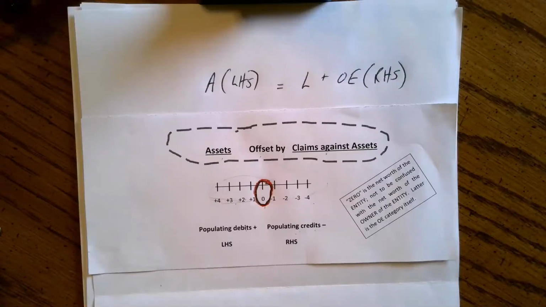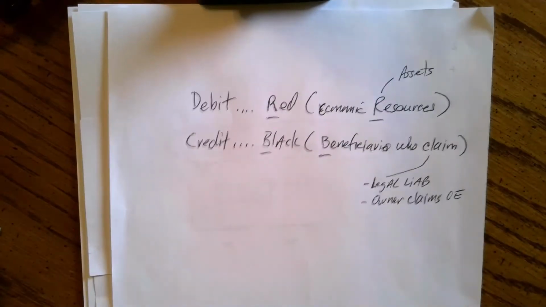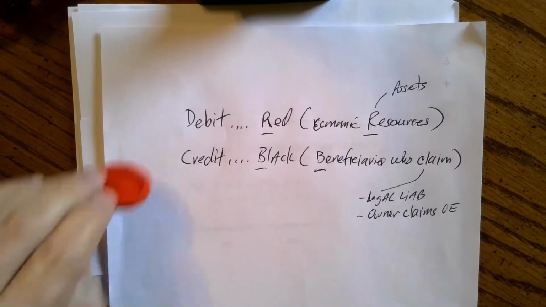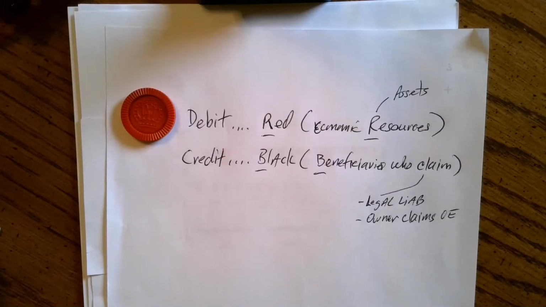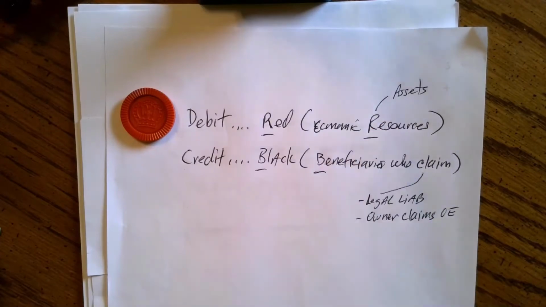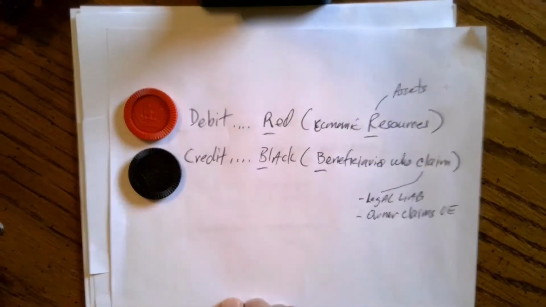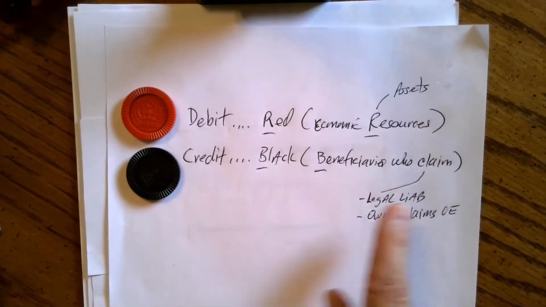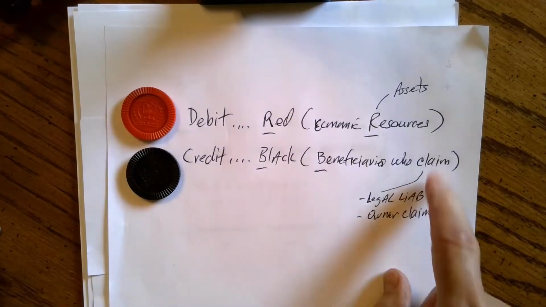This is a follow-up talk on Chapter 2, Debits and Credits. In a previous talk, I tried to show the contrasting nature of debits and credits by use of color code. Debits I indicated as a red color indicating economic resources of the firm, assets, and credit as a black color representing the beneficiaries on the right-hand side of the equation who have a claim against assets on the left-hand side.